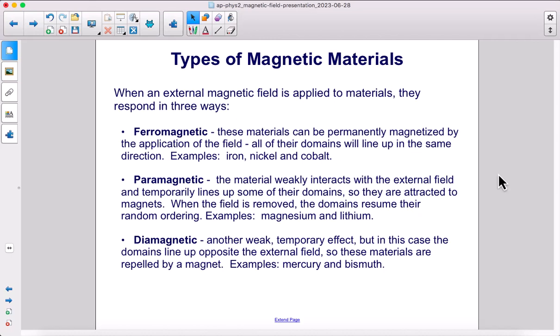Paramagnetic materials weakly interact with the external field and temporarily line up some of their domains so they're attracted to magnets. When the field is removed, the domains resume their random ordering. Examples include magnesium and lithium. Diamagnetic is another weak temporary effect, but in this case, the domains line up opposite the external field, so these materials are repelled by a magnet. Examples include mercury and bismuth.